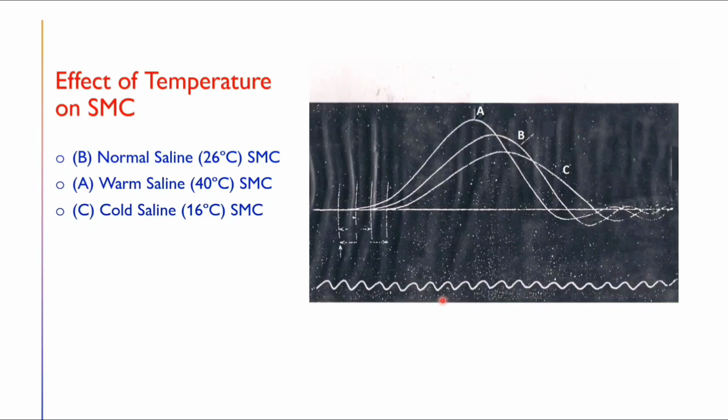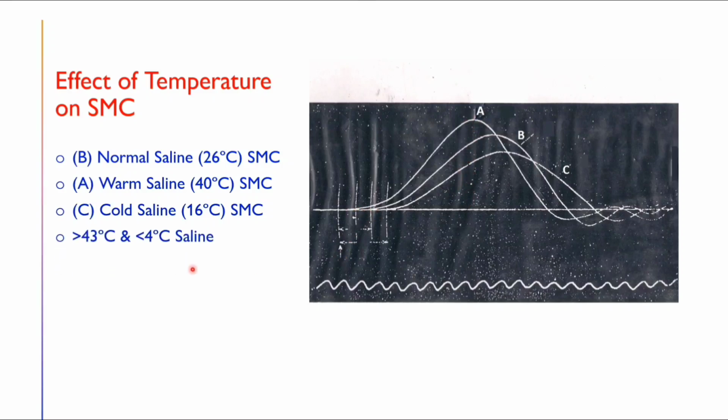The second reason is enzymatic activity. The enzymatic activity also increases as temperature increases. So all the reactions that happen are also faster. Third is the chemical reaction. The chemical reaction also occurs faster as temperature increases. So these are the 3 reasons: viscosity, enzymatic activity and chemical reactions. All these change with change in temperature, and they are the reason for the increase in the force of contraction and decrease in the latent period.